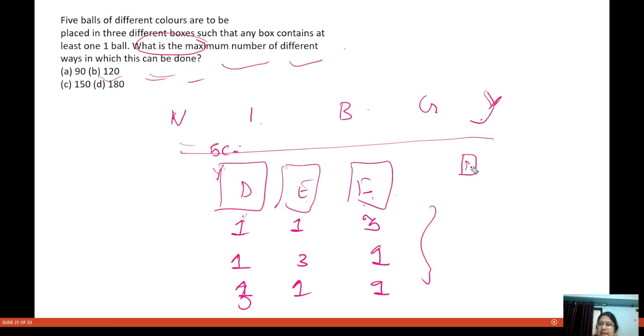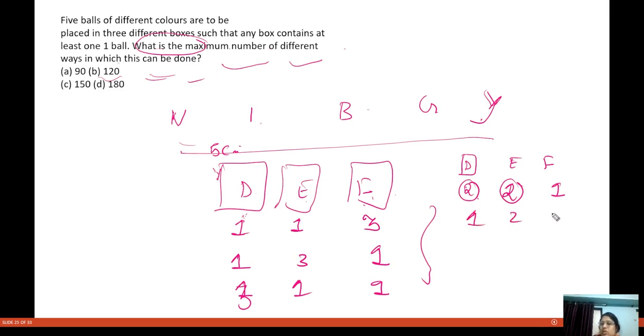So we have these D, E, F boxes. So this can be done either we are putting 2 balls here. If we are putting 2 balls here, and we are putting 2 balls here also, and we are putting one ball here, then three kinds of combination.